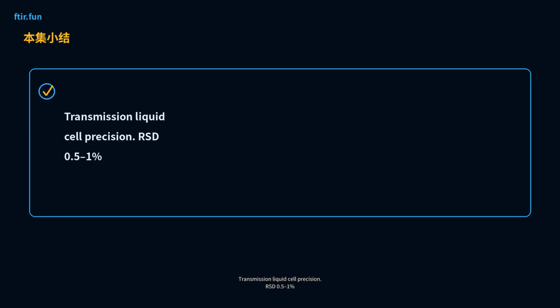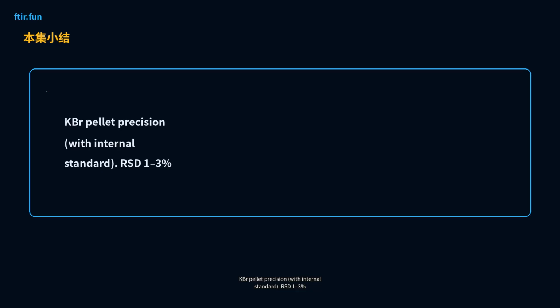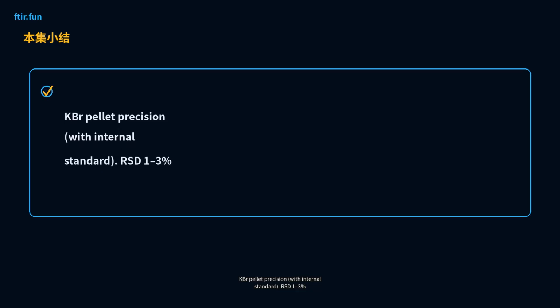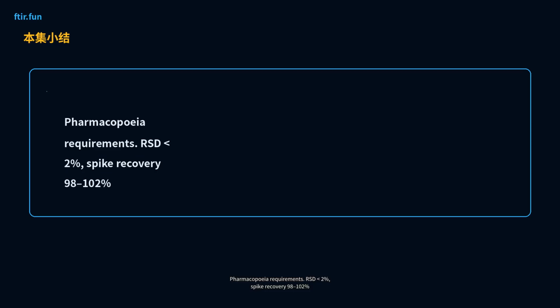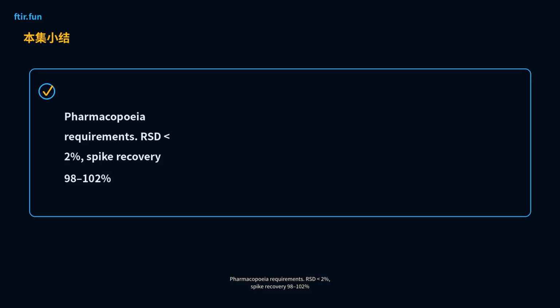RSD 0.5–1%. KBr pellet precision with internal standard: RSD 3%. ATR precision: RSD 15%. Pharmacopoeia requirements: RSD, spike recovery 98–102%.